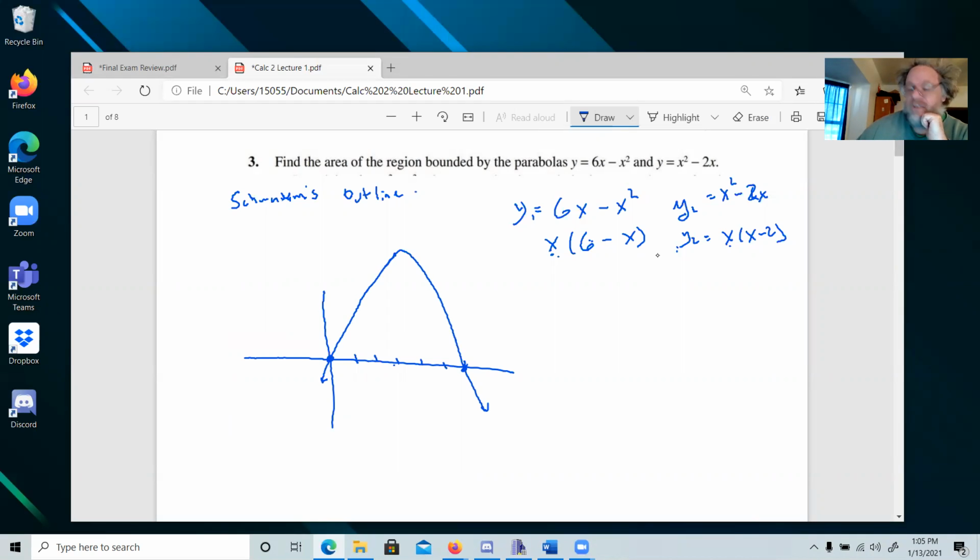Now, for the other one, this opens in the other direction. This is positive, so it opens up, and we're here, and we're at x equals 2. Again, I don't know how far down this is going to go, but I do know that the vertex is the average between 0 and 2. So we're going to go down, and we're going to go up, and then we're going to have a parabola here, we're going to have a parabola there.